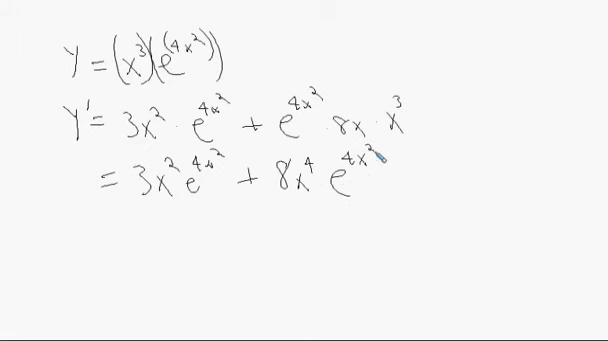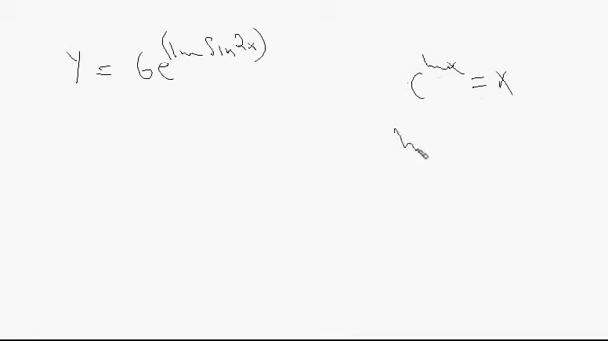Another example. y equals, let's do 6 e to the ln of sine of 2x. Looks pretty big and hairy and crazy, but we know the property that e to the ln of x equals x, just like ln of e to the x equals x.